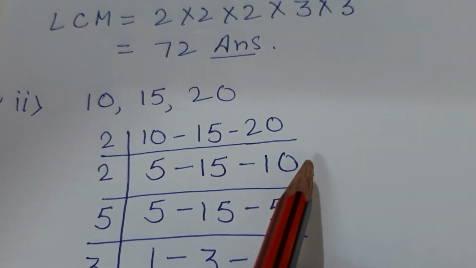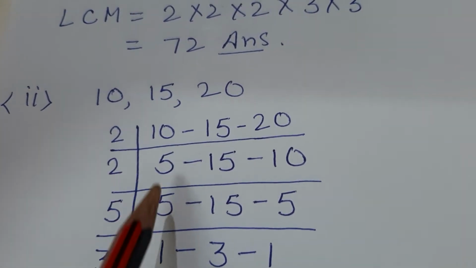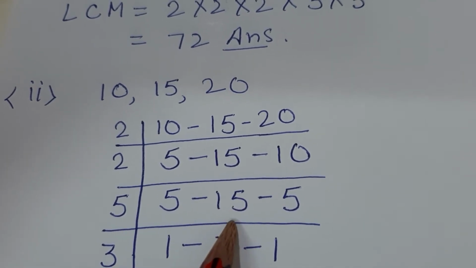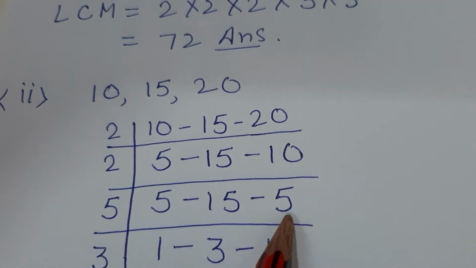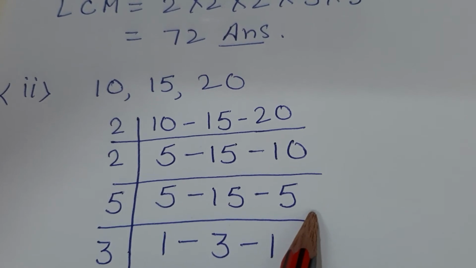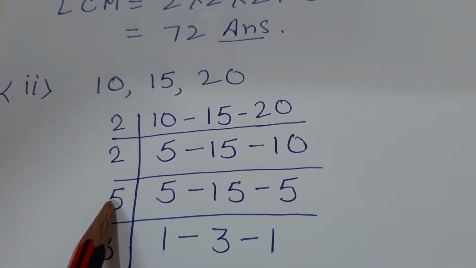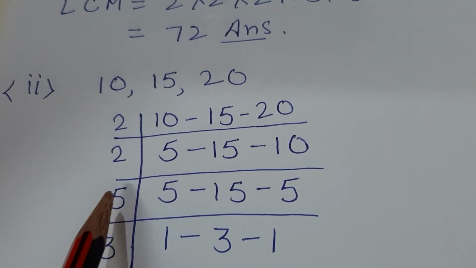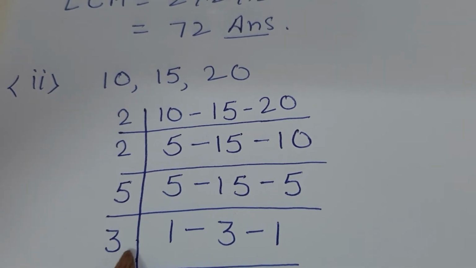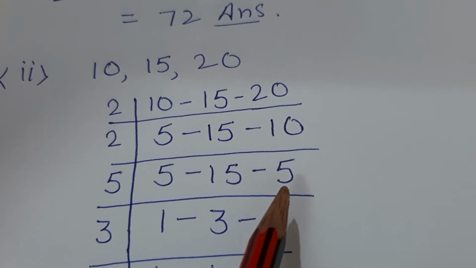Now again I can see one even number, so I will divide by 2. So 5 as it is, because it is not divisible by 2, 15 as it is, and 10 twos are... 2 fives are 10. Now you can see all are odd numbers, and you can divide by 3 also, you can divide by 5 also. If you divide by 3 first, then the second number will be 5. If you divide by 5, the second number will be 3. The answer will be the same, doesn't matter.